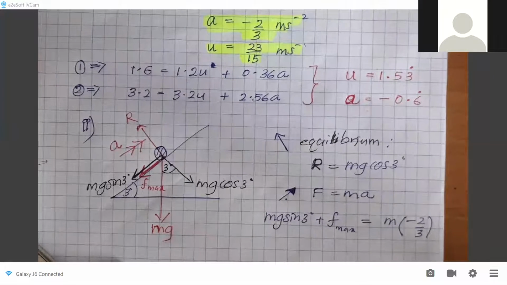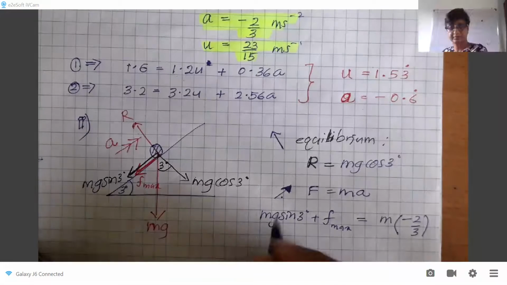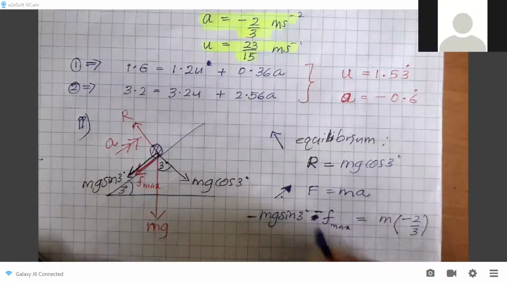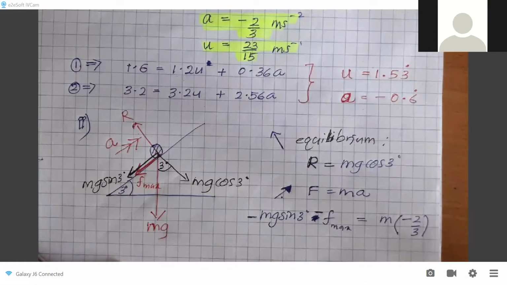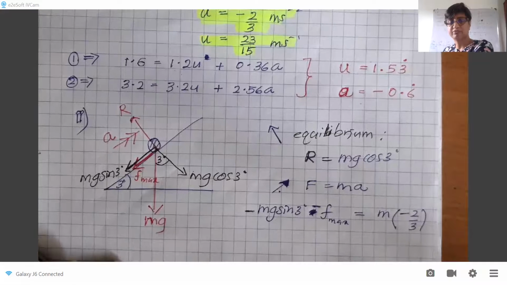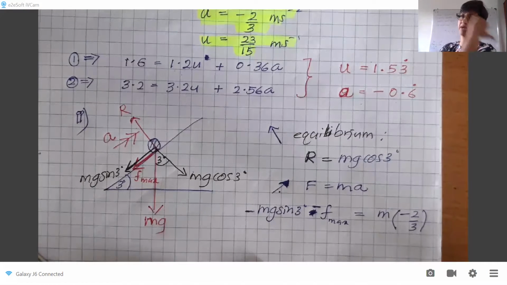Miss, then shouldn't F be minus? So it should be minus mg sin 3 plus... Oh, yes. Thank you, Malik. Both these are minus. That's a huge mistake. Both forces are negative. It's in the other direction. Minus mg sin 3 minus F max. Good.